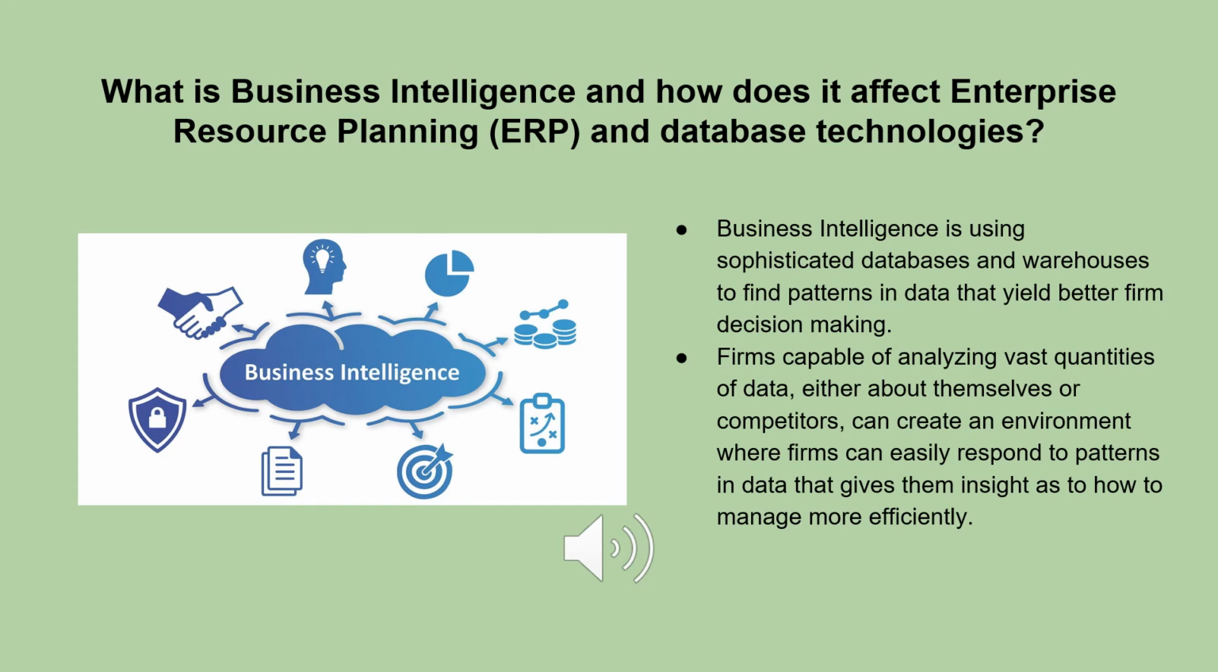What is business intelligence and how does it affect ERP and database technologies? Business intelligence refers to firms utilizing sophisticated means to find patterns in data that were previously overlooked. It also enables firms to make educated decisions and yield better outcomes. Firms that are capable of making informed decisions by analyzing large quantities of data often respond better to changes in the market. They also can respond better to environmental factors that could have also been overlooked.